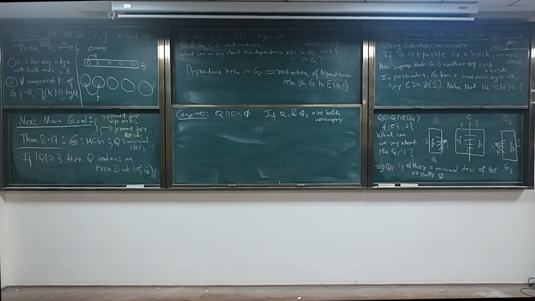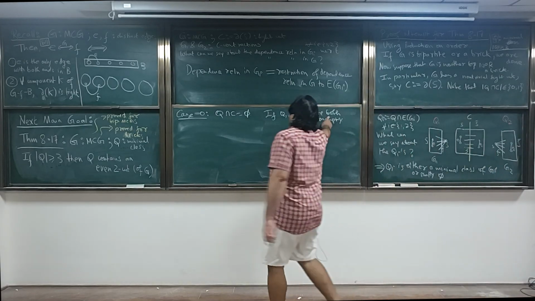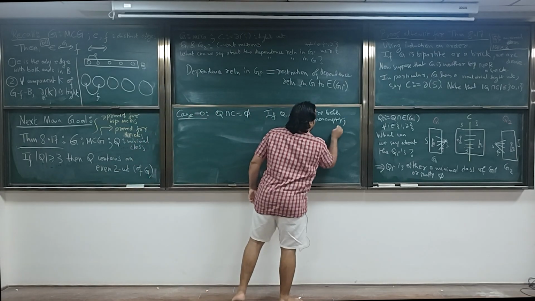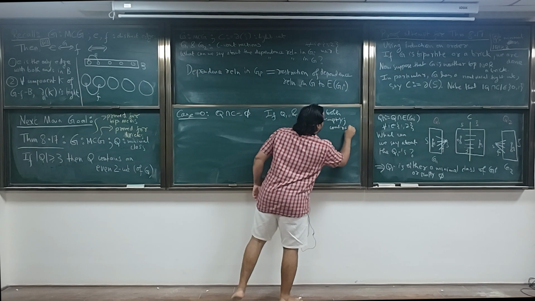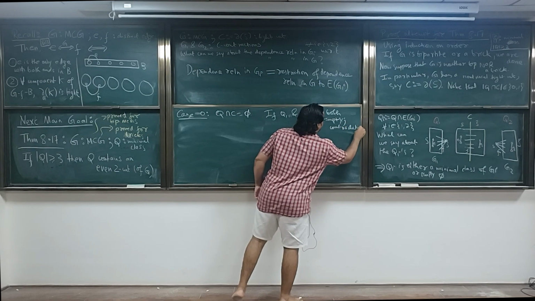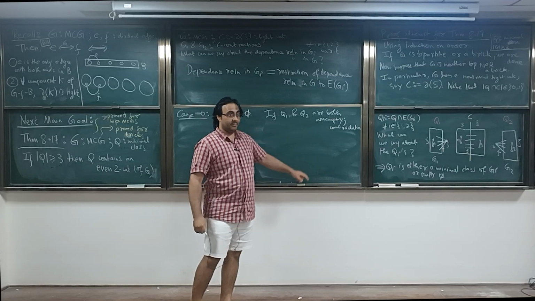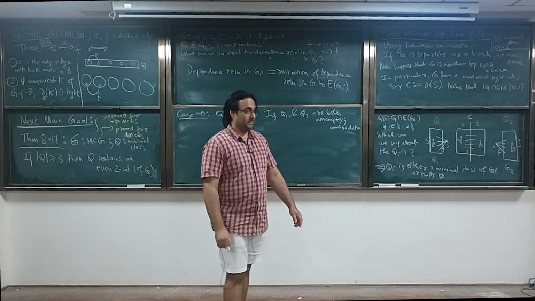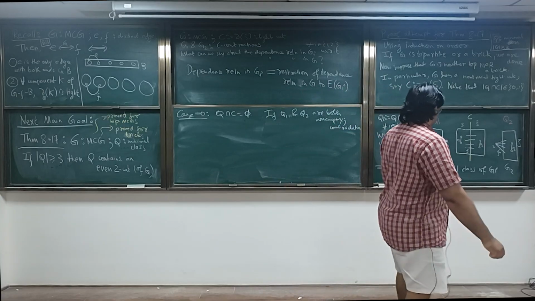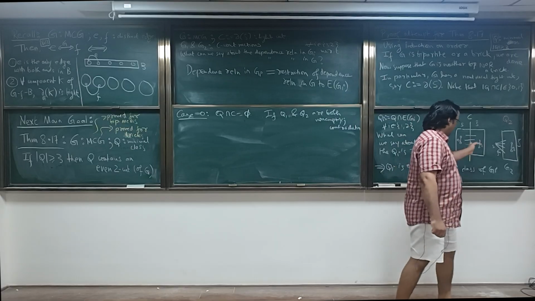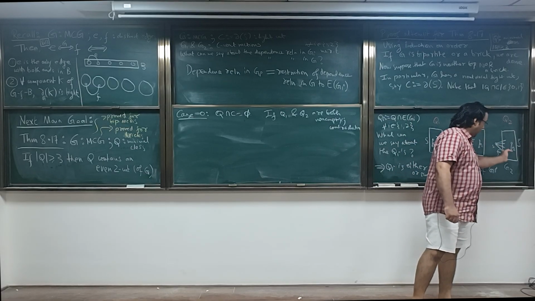So therefore, if both of these are non-empty, then this is not possible. We just got a contradiction. Sorry, both of them are non-empty. If both of them are non-empty, we have a contradiction. We took a perfect matching here containing Q1. It will contain some edge F. We took a perfect matching here in G2 minus Q2 containing this edge.